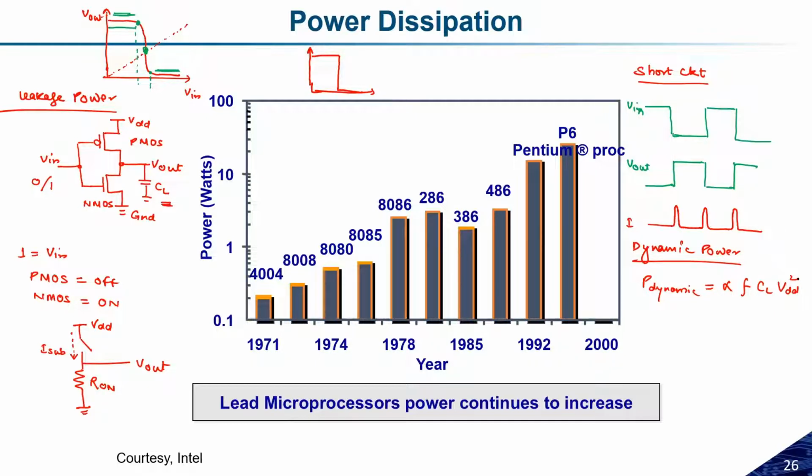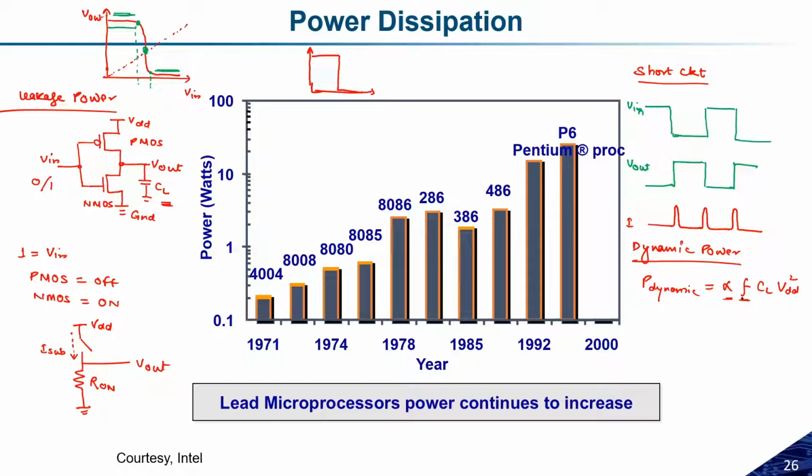Similarly, if we have an AND gate, OR gate, NOR gate, or other gates, then this activity factor will change. And if the activity factor changes, the dynamic power dissipation will also change. So this activity factor is one of the parameters which is responsible. We will see in detail how to calculate the activity factor of different circuits.